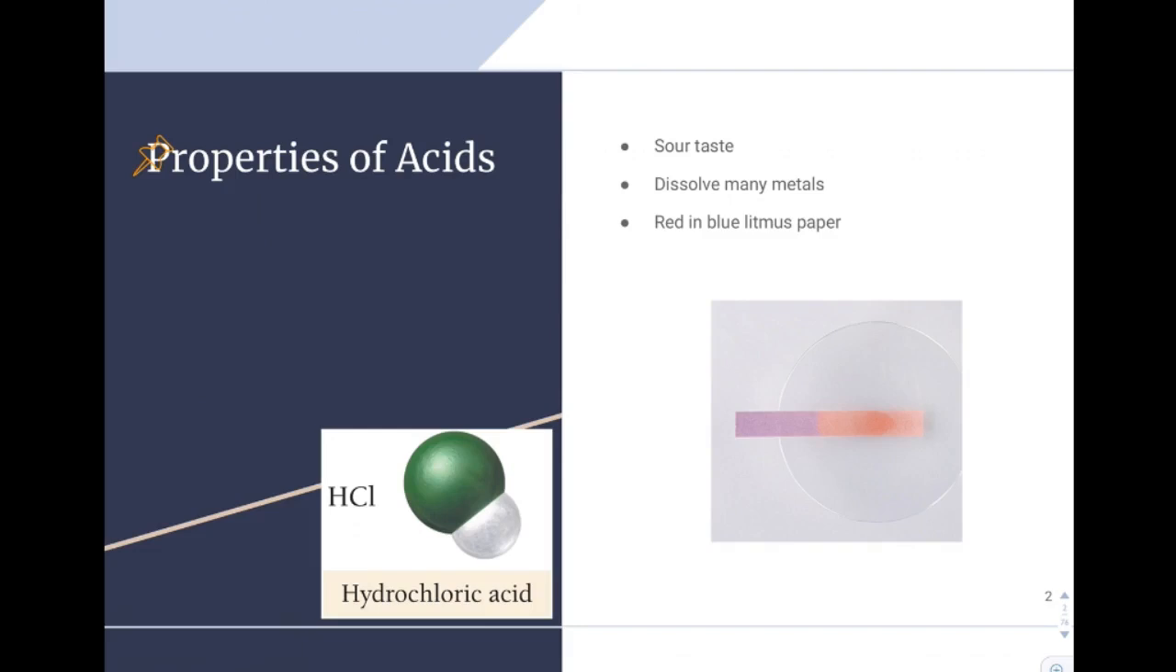You've seen this in your reactions lab where we've taken a metal, dissolved it in an acid, and acids will turn litmus paper red. You may have heard of something called a litmus test, and it's like a quick yes or no test for something. Litmus paper will turn red in the presence of an acid.